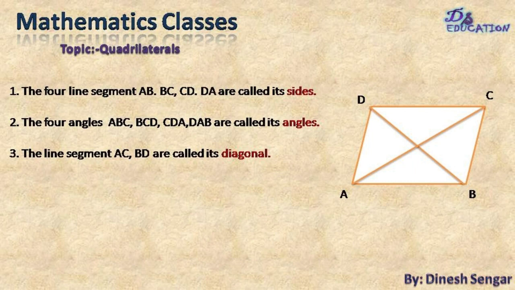If we talk about the diagonals, a quadrilateral has 2 diagonals. AC and BD are known as diagonals. Diagonals are the lines joining opposite vertices. So a quadrilateral has 2 diagonals, that is AC and BD.